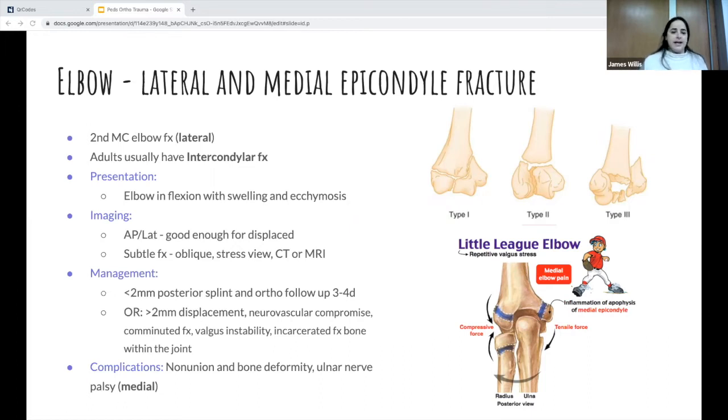Here is Little Leaguer's elbow. So we went over the shoulder, not the elbow. It's basically an overuse injury, not a true fracture, that can be seen in baseball players. The complications for these kinds of fractures will be nonunion and bone deformity. You can also have ulnar nerve palsy if it is medial, but these palsies are usually transient and they resolve within a few weeks, okay?